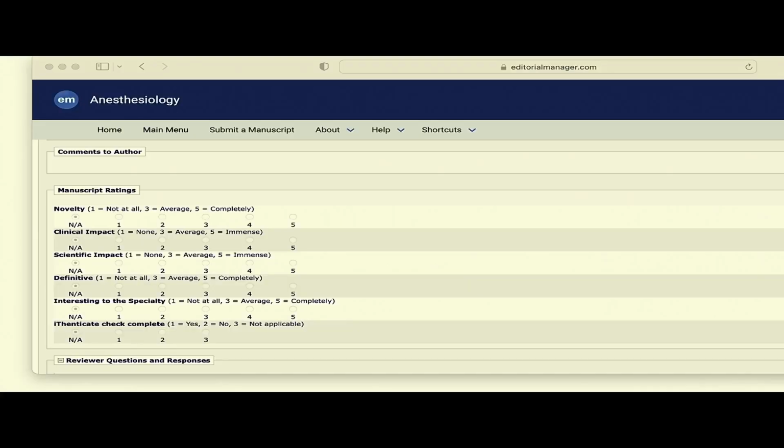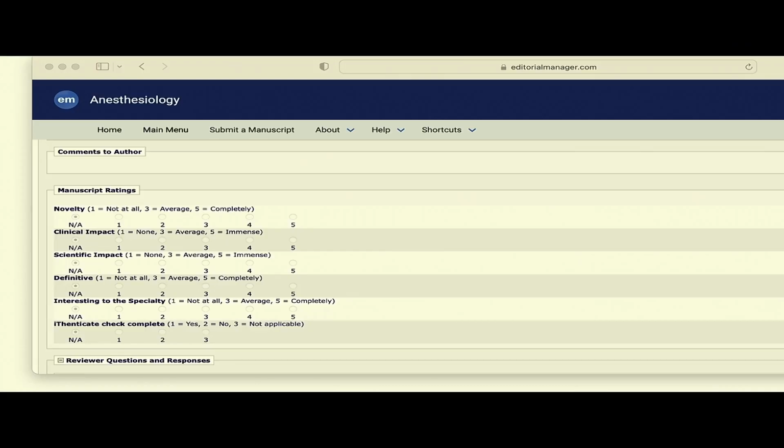So Ruthie mentioned I'm on the editorial board at Anesthesiology. I'm a handling editor now, and when we get reviews back from our expert reviewers, and are processing a decision, we have to rate manuscripts along the dimensions that you see listed here. And these are really the criteria that drive whether a manuscript is accepted for publication or not. So novelty, clinical impact, scientific impact, whether it's definitive, whether the type of study design and the approach is going to lead to definitive and trusted evidence, whether it's interesting to the specialty, whether people care about it.